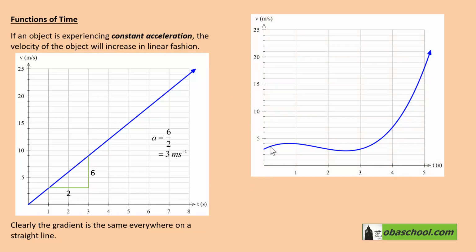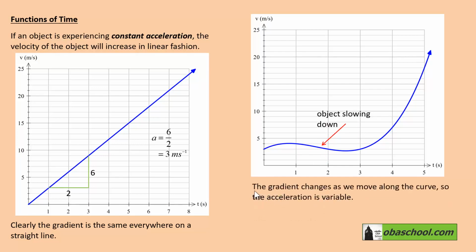However, if this were our velocity time graph, we can see that the acceleration is changing constantly, because the acceleration, as we established, is the gradient, and the gradient of a curve is always changing. The object is slowing down, for example, along here. The gradient changes as we move along the curve, so the acceleration is a variable.